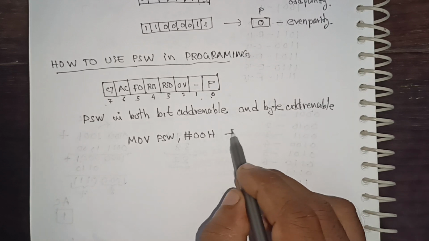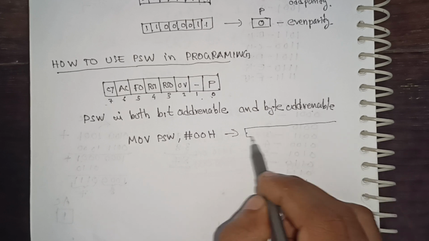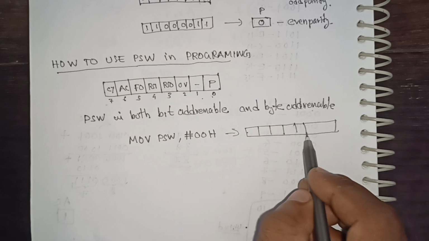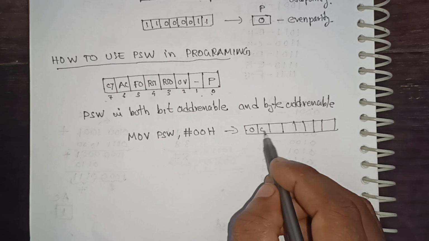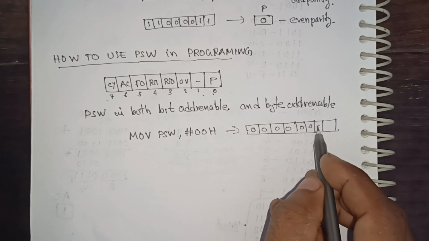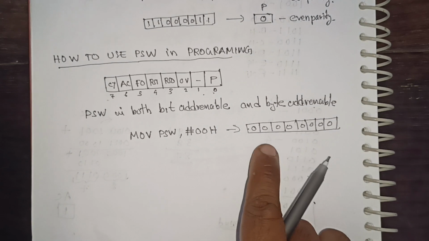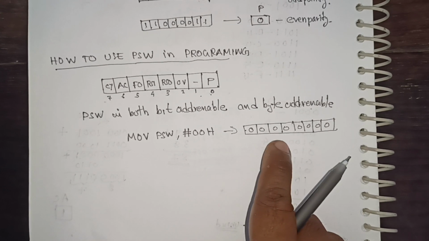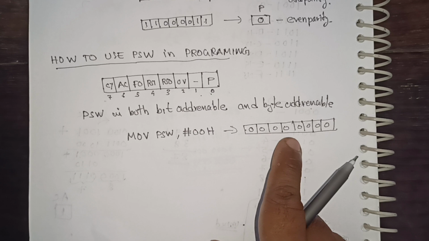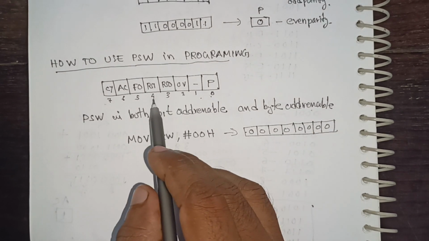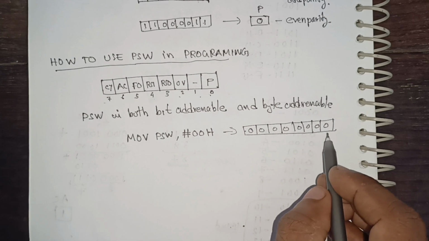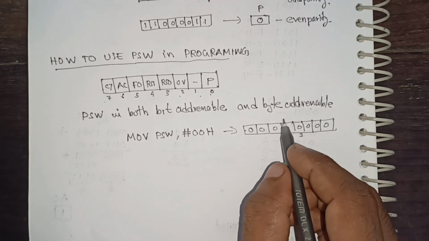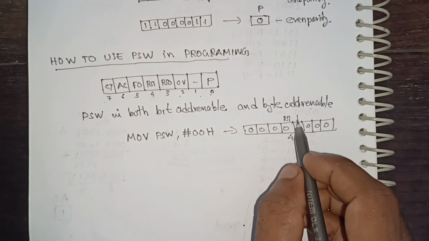So now the PSW will be like this. It is loaded with 8 zeros. So this is the state of PSW after this instruction is executed. Now I will ask you a question. Which bank is selected if the state of PSW is this? The bank selection bits are 4 and 3. 0, 1, 2, 3 and 4. So this is RS1 and this is RS0.